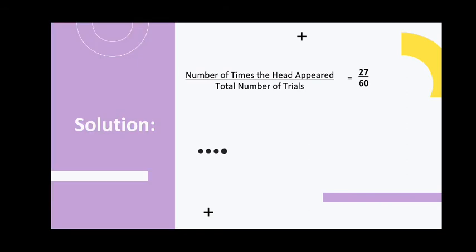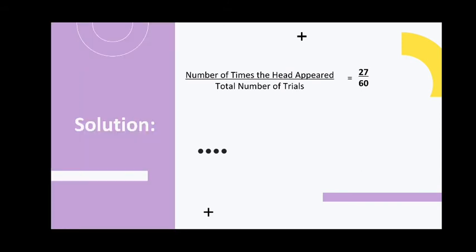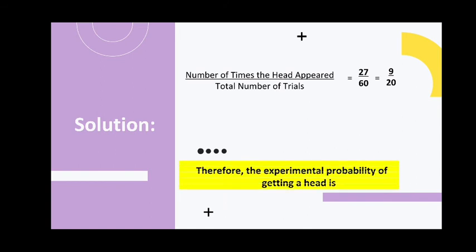So, merong greatest common factor ang 27 and 60 at yun ang ipang-divide natin sa kanila para malaman natin kung ano ang lowest term nito. Ang greatest common factor ng 27 and 60 ay 3. So, we're going to divide 27 by 3 and 60 by 3 as well. So, therefore, the lowest term for this is 9 over 20. Therefore, the experimental probability of getting a head is 9 over 20.